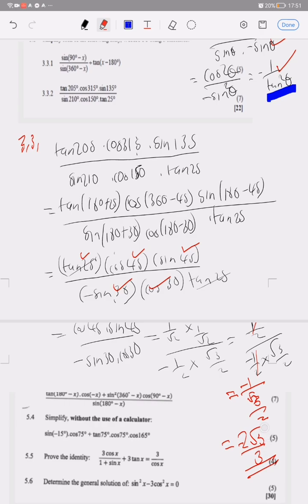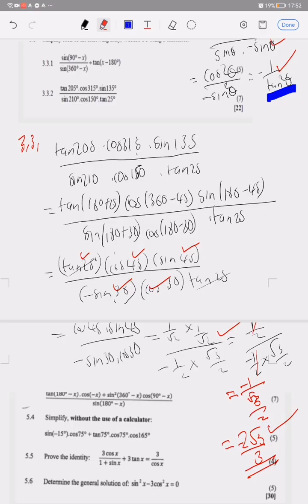Right? So where's the other mark? You'll get 1 mark for substituting the correct things here. Then the final answer you get, that's how you get the other mark, right?